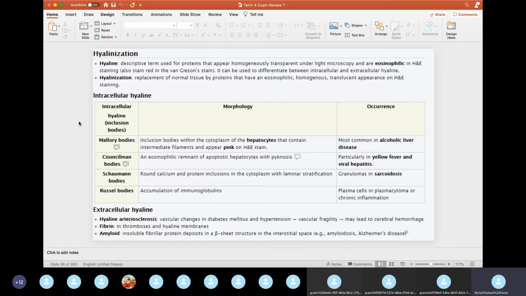Your extracellular hyaline is due to what? It can be due to vascular changes, for example, hypertension. You have hyaline arteriosclerosis, fibrin also, and some amyloid. Amyloid deposition, for example, in Alzheimer's, you have your A-beta amyloid.